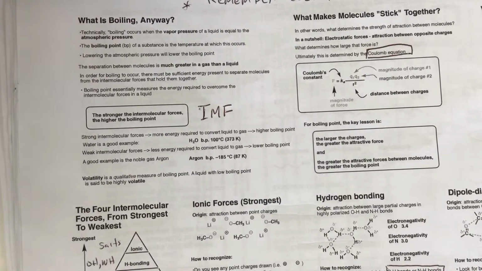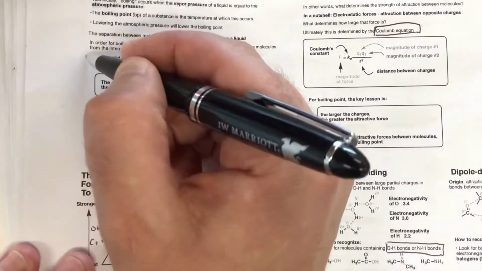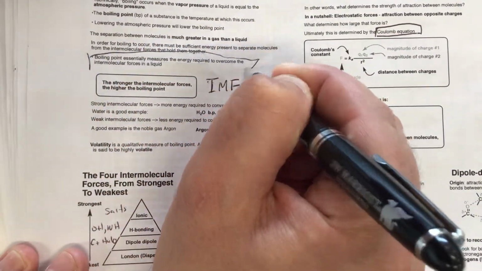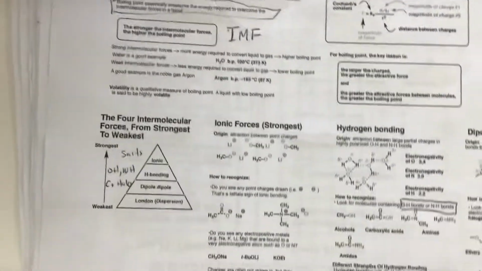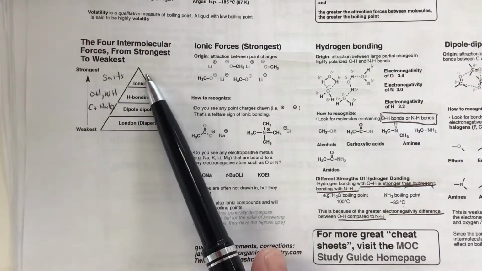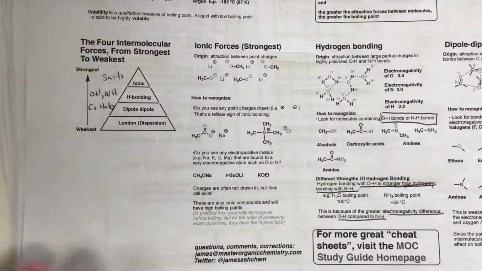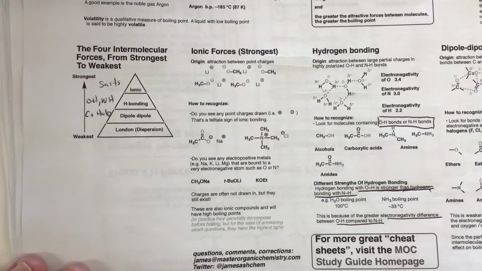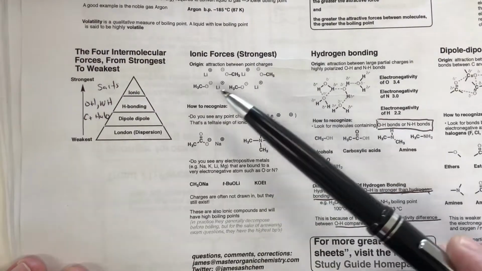Okay, so why? Because boiling point is essentially, and this is very important, a measure of the energy that's required to overcome the intermolecular forces in a liquid, right? The stronger the intermolecular forces, the higher the boiling point. And that's kind of what we looked at here, right? So you've got your salts, hydrogen bonding, dipole-dipole, London dispersion forces. Okay. So here it goes through each kind of example of the different ones.